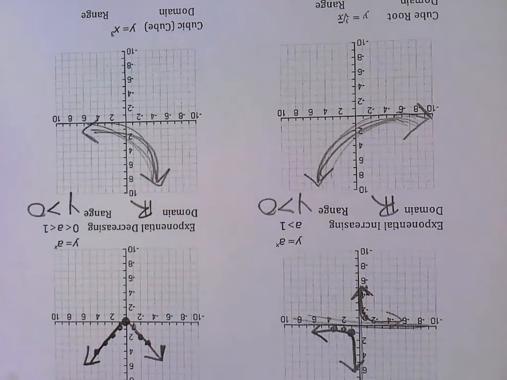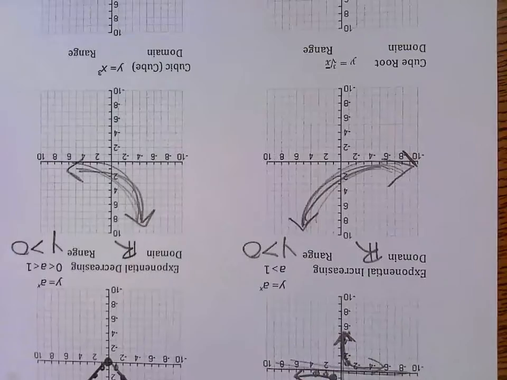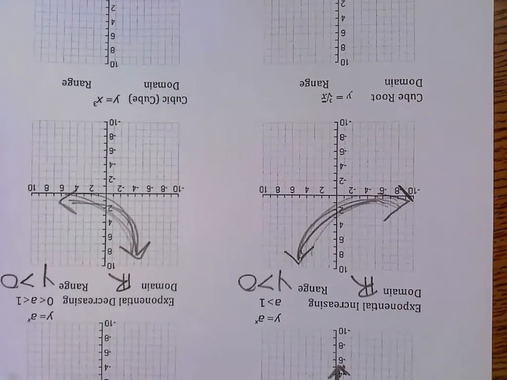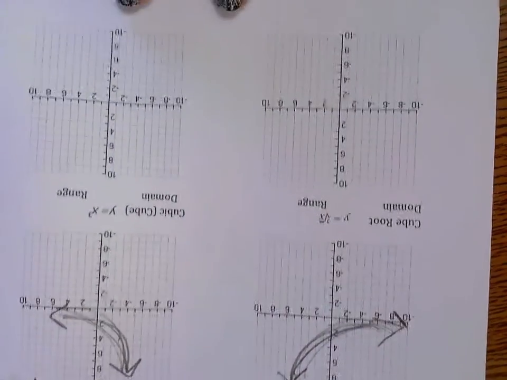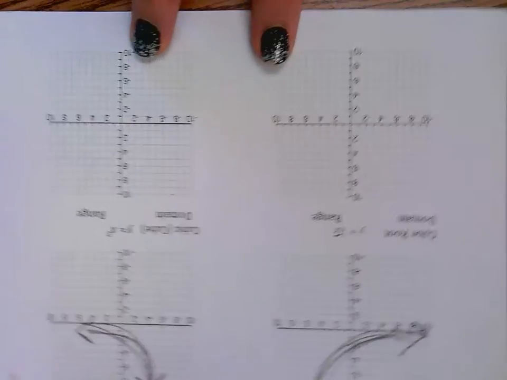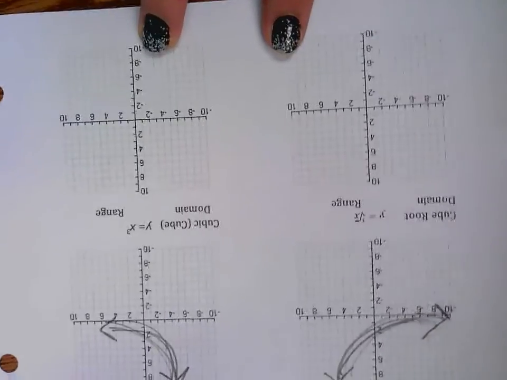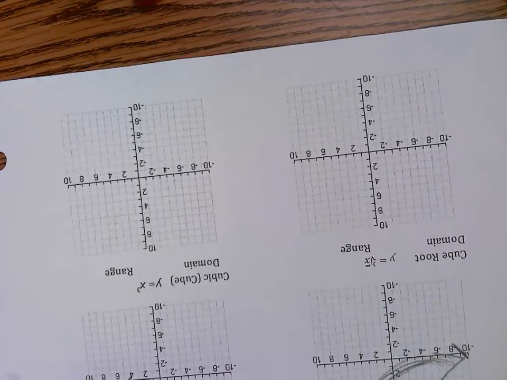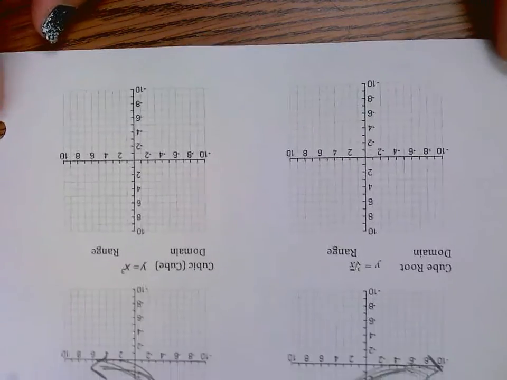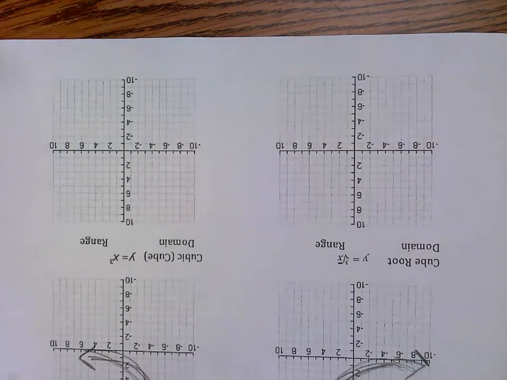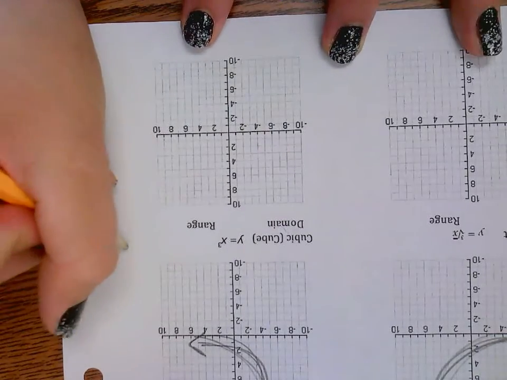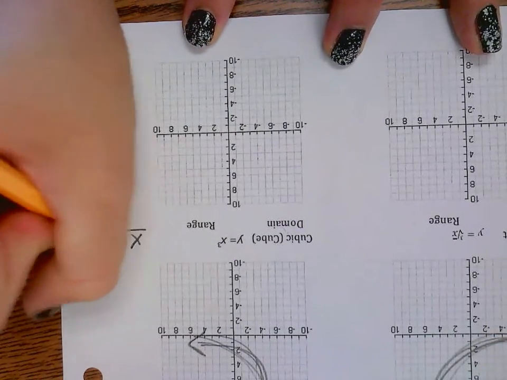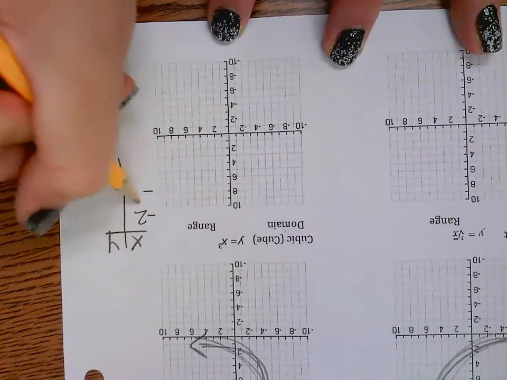All right, the last two are probably new to you, but they're going to be parent graphs that you need to know, Unit 1. So the cubic and cube root function. I'm going to start with cubic because I can easily make a table of values for you. Let's do -2, -1, 0, 1, and 2.